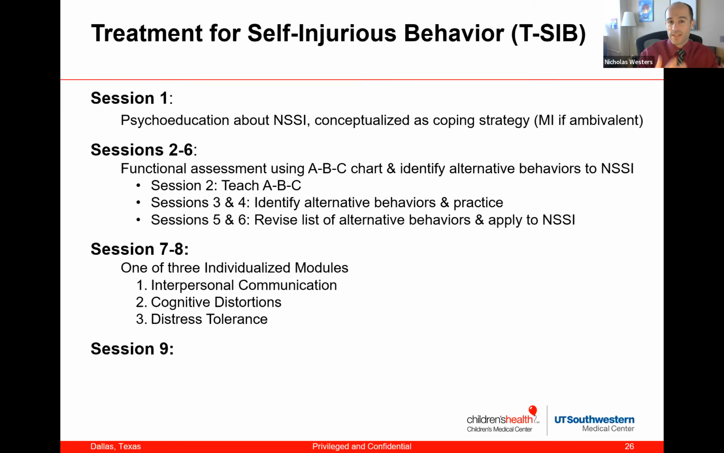So if the antecedents to the self-injury are because of interpersonal communication problems, so the social reasons for self-injuring, then you would focus the next 2 sessions on the interpersonal communication module. However, if a lot of cognitive distortions are contributing to the urges and behaviors of self-injury, then you would choose the cognitive distortions module to address the maladaptive thinking and start modifying it. And then distress tolerance would be the third. If it's more just needing to cope with emotions in general, then that might be the way to go. And each of those is 2 sessions.